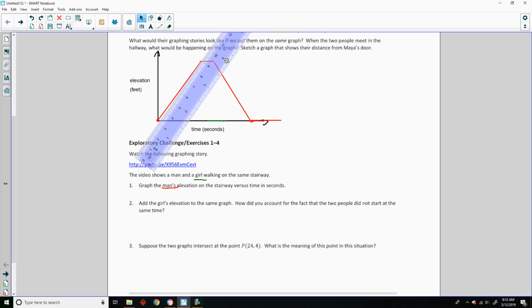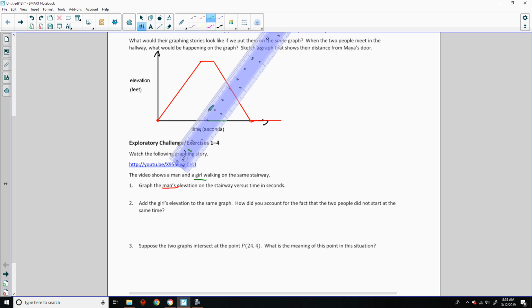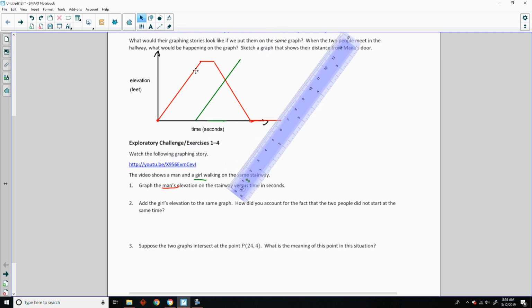The other thing I want to take into consideration too is it looked like they were walking at about the same pace. So since the rate of change is the same, here is the rate of change for the man. So I'm just going to slide this over so they're parallel, so they have the same rate of change. And they met not quite at half. So I would say that her graph would be over here. And they met right there, and she continued up to the second floor. So I will move this portion over here.